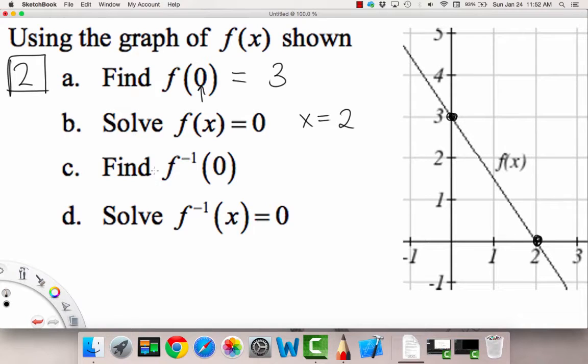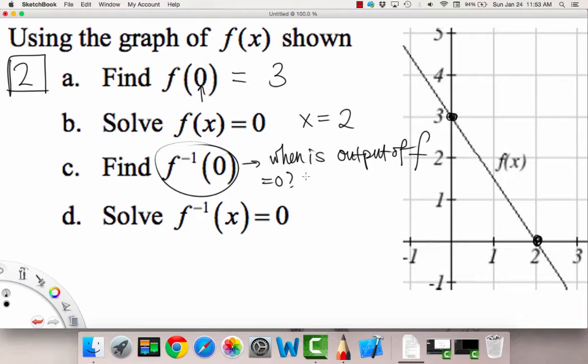Now part C says f inverse of 0. That's a little bit different. We're going to swap some things here. This basically means when is the output of our original function f equal to 0? The answer to that would be 2. When x equals 2, then the output is 0. So f inverse of 0 is going to be equal to 2.